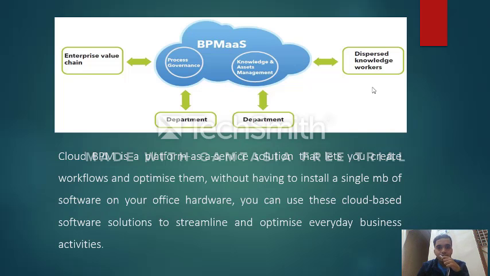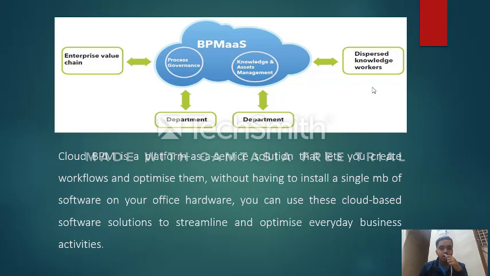Now here you can see in the diagram how business process management as a service works, where various things such as enterprise value chain, knowledge of the workers and various departments are related to the cloud, where you can access various kinds of information over the internet.